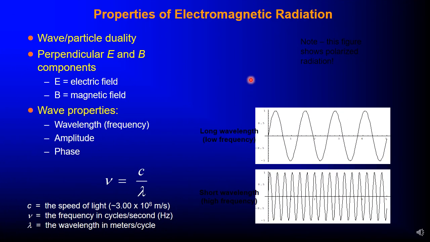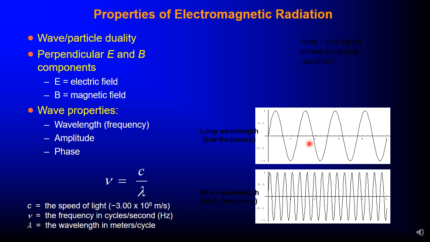So, properties of electromagnetic radiation. We know that it is both wave and particle at the same time. And if you remember, there is a relationship between electric field and magnetic field. As we continue, see the wave properties: every wave has a frequency, an amplitude and a phase. So frequency is equivalent to speed of light divided by wavelength.